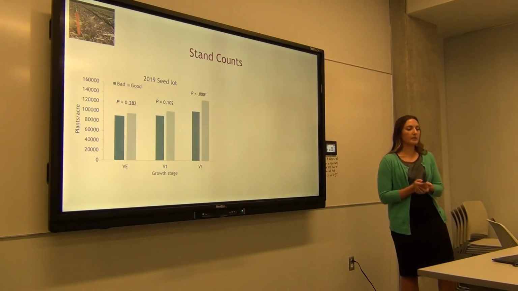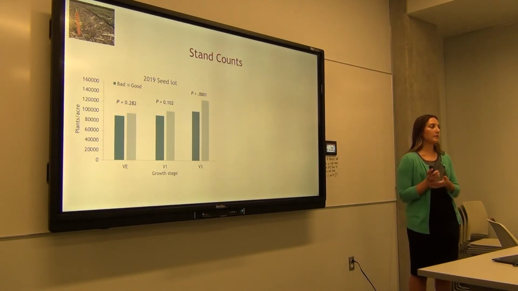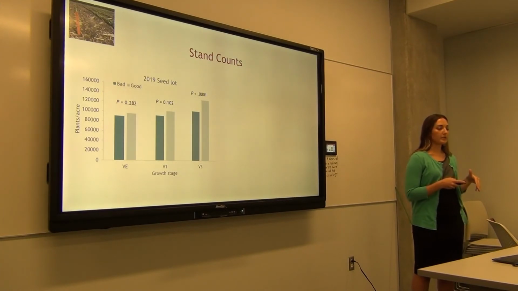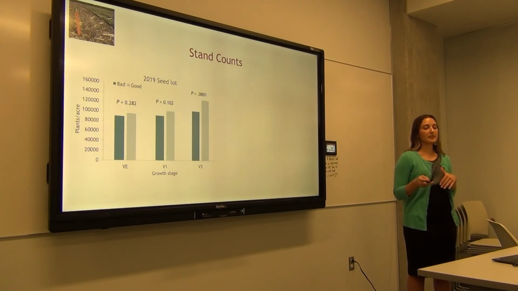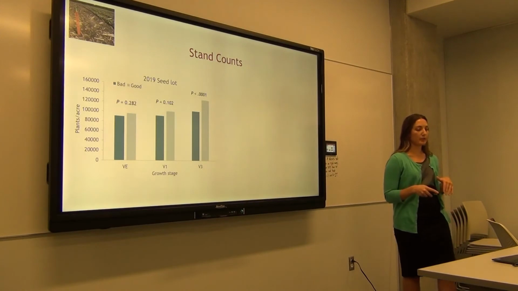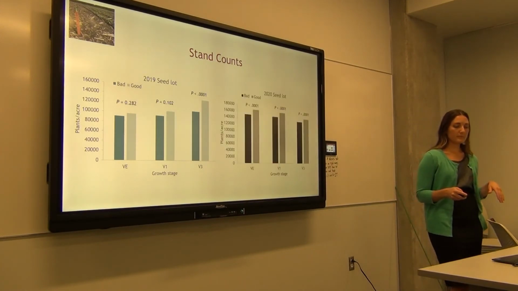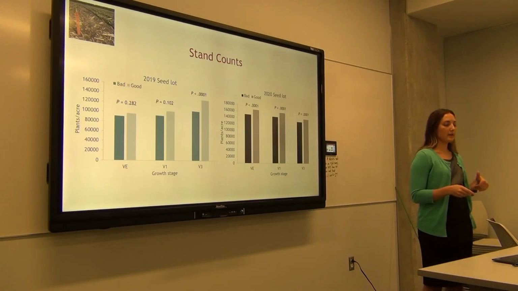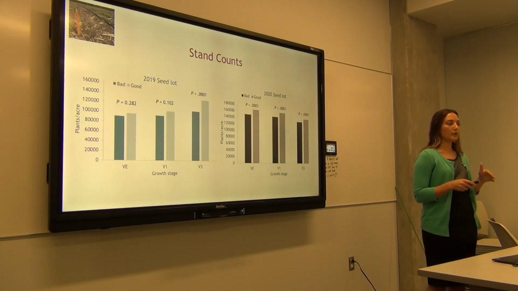Looking at the stand counts based on seed lot, we see that in 2019, at VE and V1, it was not significantly different, but the good seed lot did have numerically higher stand counts at both of those growth stages. And at V3, there was a significant difference where the good seed lot had about 25% greater stand than the bad. In 2020, seed lot had an effect on stand counts at every growth stage, and the good seed lot had about 10% greater stand at all of the counts.